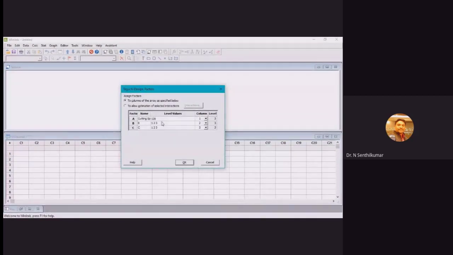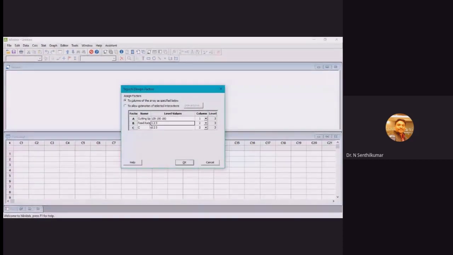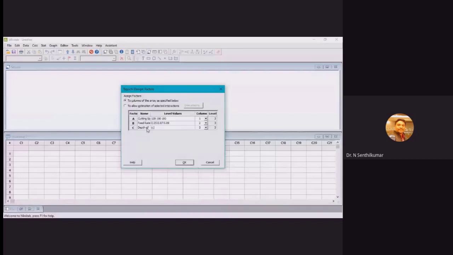I have to provide a space 120 space 150 space 180. Then feed rate, I will be giving 0.05, 0.07, 0.09. Then depth of cut, I will be giving 0.15, space 0.30, 0.45.